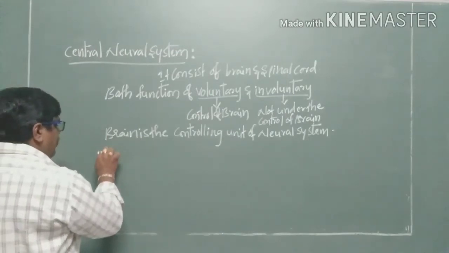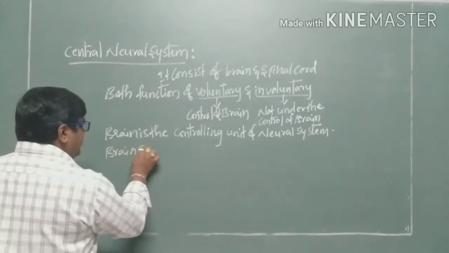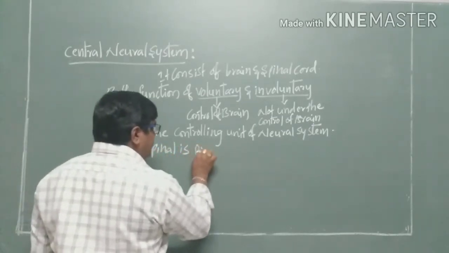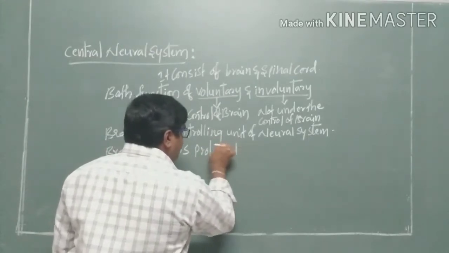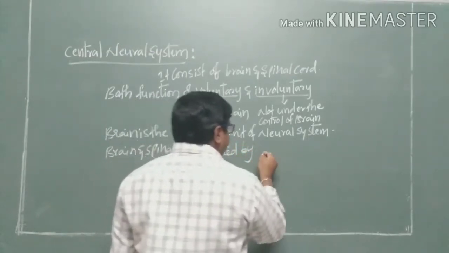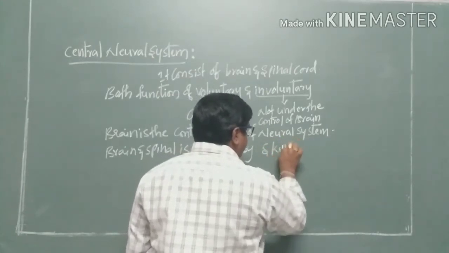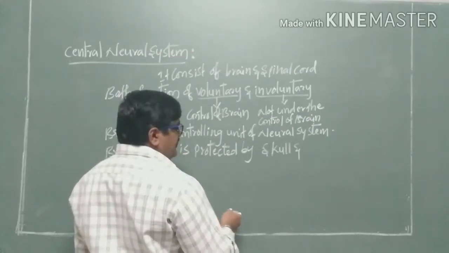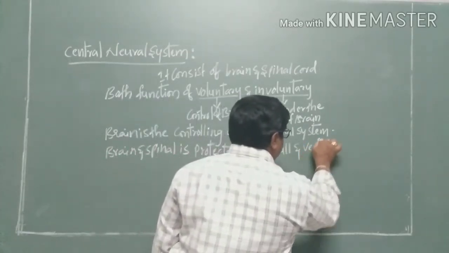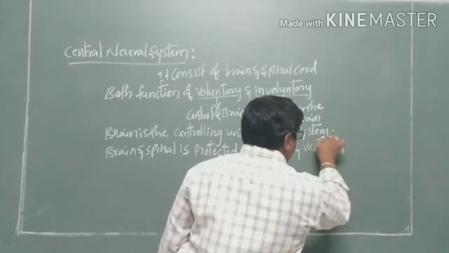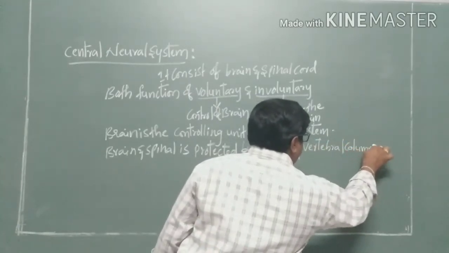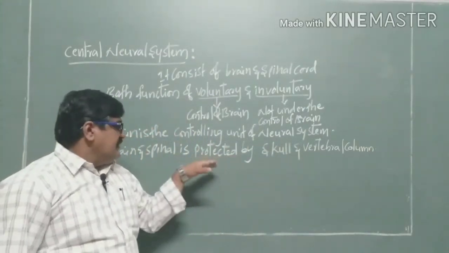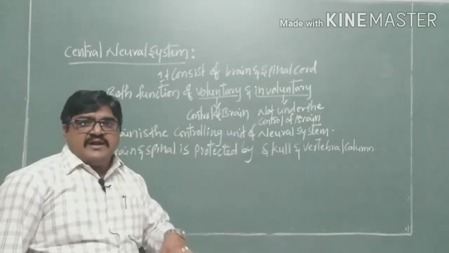The brain and the spinal cord are protected by the skull, and also by the vertebral column. So here the brain is protected by a specialized skull, and by the skull and vertebral column.